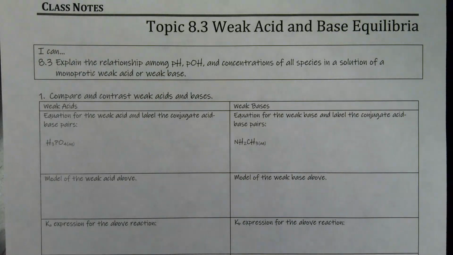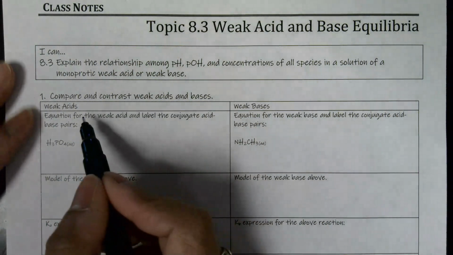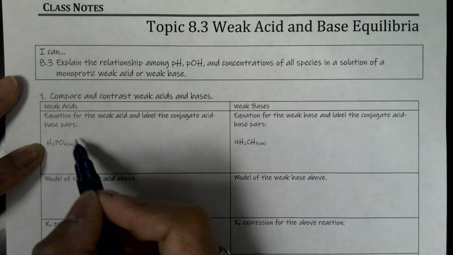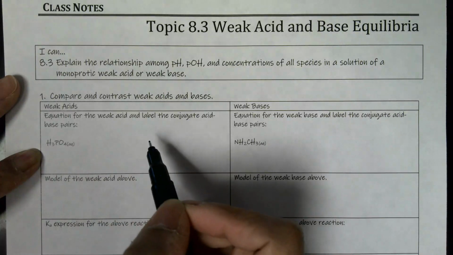This time we have weak acids and weak bases. So these guys do not dissociate completely, meaning that you're still going to have some of the original acid or the original base left over. So here we're comparing and contrasting weak acids and bases. So let's complete the equation for this weak acid and label the conjugate acid-base pair.